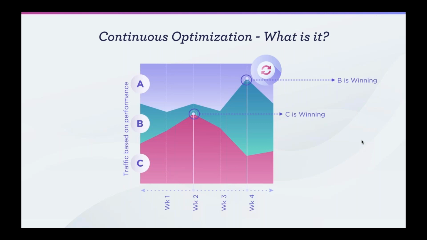This is nicely highlighted by this graph, whereby over time, the variations are going to win out at different points. So B might be winning in week 4, C was winning in week 2. By running a longer test, we're trying to mitigate the level of risk by sending less traffic to the losing variation, but we're also trying to get a more holistic view of which one overall is working best for you.